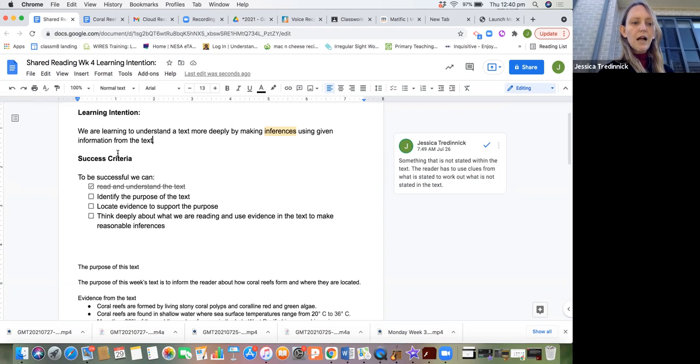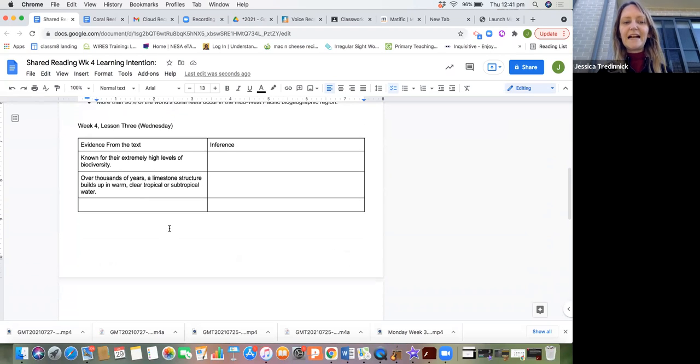So I'm learning to be successful, I can read and understand the text. I can identify the purpose of the text, which is what we did. Locate evidence to support the purpose. I also showed you that yesterday too. And now we're going to think deeply about what we are reading and use evidence in the text to make reasonable inferences. So we're going to use that evidence that we've got, which I've given you, to make an inference. Hopefully this will make it a little bit easier and you will soon see how to make inferences from what we read.